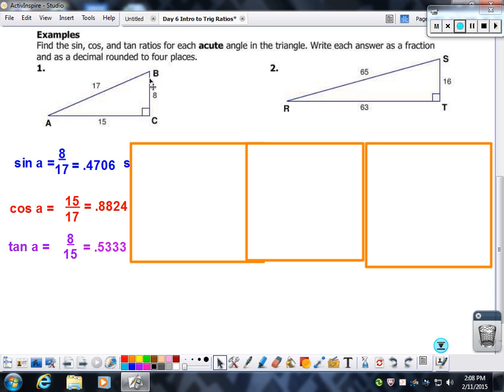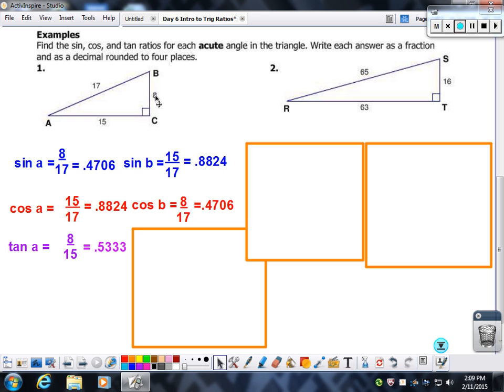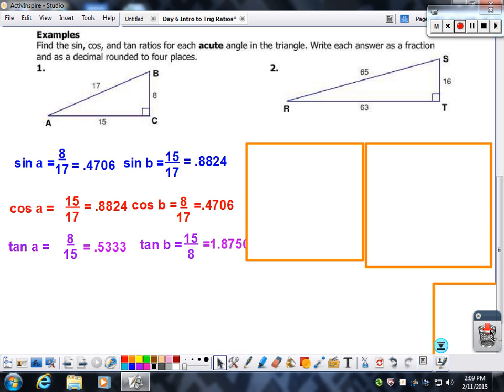Next, it wants us to do it for angle B, because we're doing it for each acute angle. If we're at angle B, our hypotenuse stays the same, but now AC is the opposite side and BC is the adjacent side. So our sine would be opposite over hypotenuse, which is 15 over 17, or 0.8824. Our cosine from angle B would be adjacent, which is 8, over hypotenuse, which is 17, which gives us 0.4706. And the tangent of B would be the opposite side over the adjacent side, or 15 over 8, which would give us 1.8750.